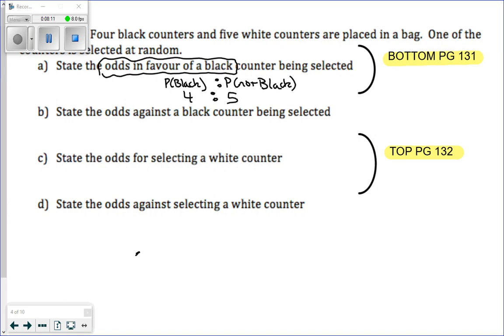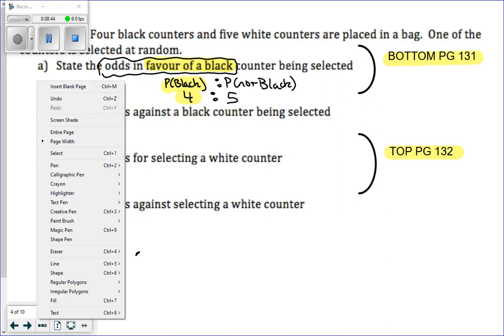So odds in favor of black, I will print this out for you as well. I'll just print out these pages filled in, okay? So odds in favor of black, that number goes first. And then, what was the probability of black? The probability of black was 4 over 9. The odds in favor of black is 4 to 5, not 4 to 9. That's the key. Whatever is left.